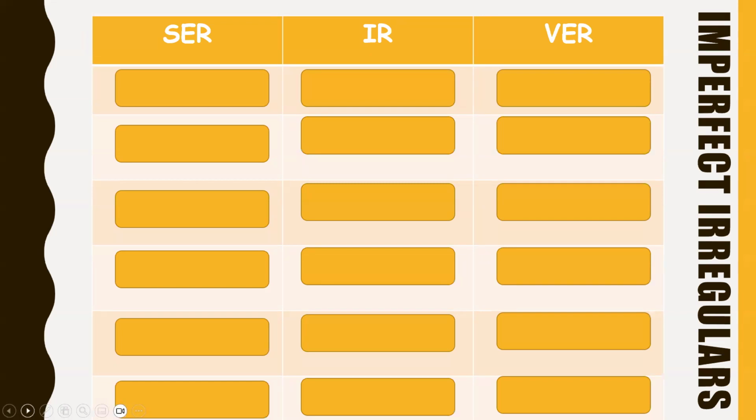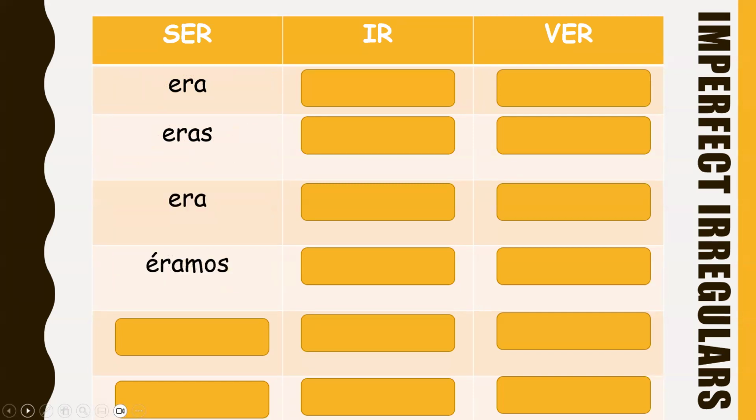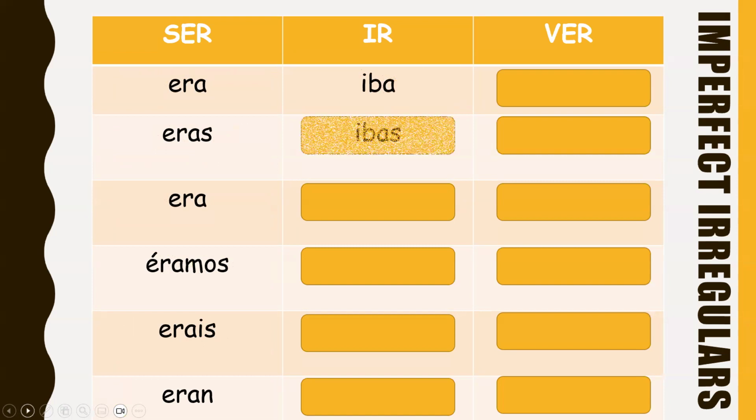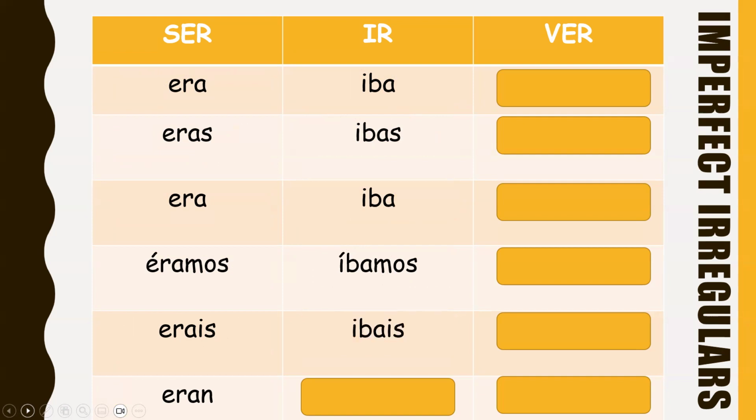Let's take the verb ser, meaning to be. Era, eras, era, éramos, erais, eran. So I used to be, it was. Ir: iba, ibas, iba, íbamos, ibais, iban. You can see they're almost exactly the same endings as the one before. So ser and ir are looking really similar to each other here in terms of their endings. So iba, I used to go.